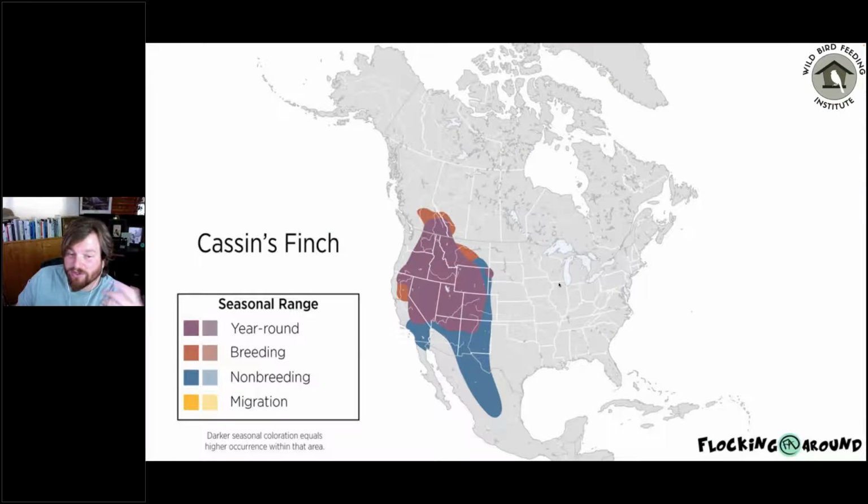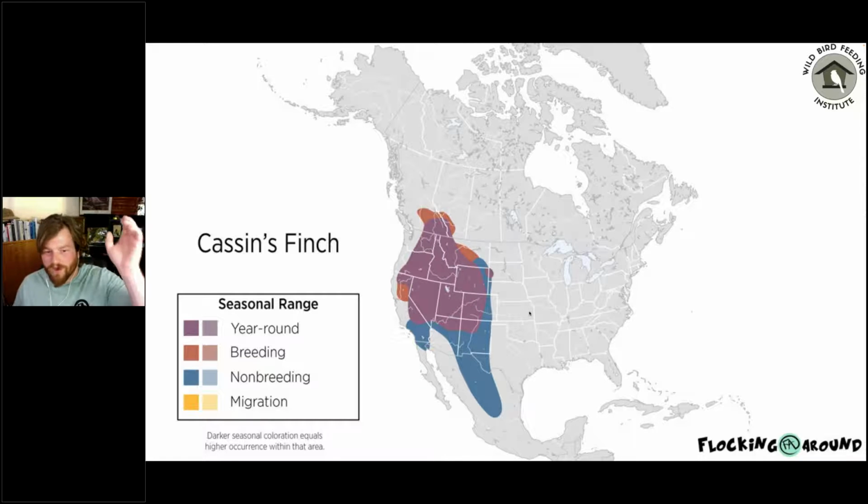Cassin's finch range looks like this. For much of the Rocky Mountain, Intermountain West, you can see in purple that its population is fairly residential. However, the areas that are red only seem to experience it during the breeding season. And in the areas in blue, they see Cassin's finches in wintertime, when their populations might have to spread out a little bit because of food availability.